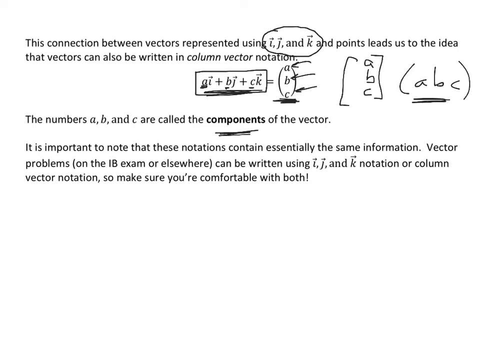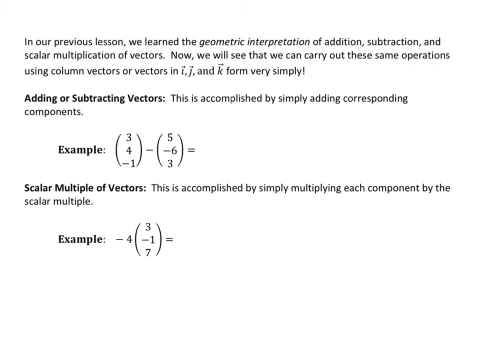Personally, I really prefer to write things in column vector form. Almost any time I do a vectors problem, I do it in column vector form. But you need to know that both of them are valid. And so on the IB exam or elsewhere, you need to be comfortable working with ijk notation or column vector notation. So just be aware of that. Everything we've said so far has really been set up. We're now going to start getting into some operations and doing some things with numbers, like I promised. In our previous lesson, we learned the geometric interpretation of addition, subtraction, and scalar multiplication.